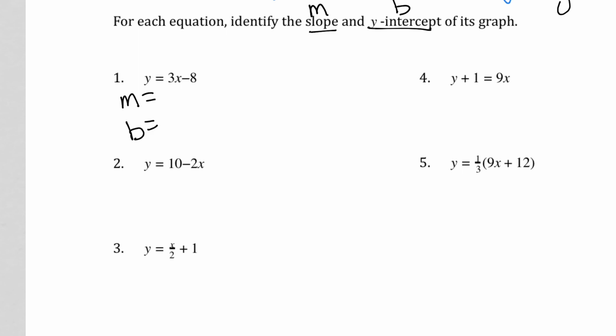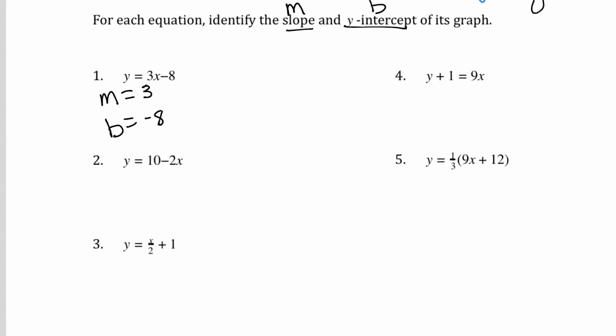What is my m? 3. What is my y-intercept? 8. Positive or negative? Negative. Why do I keep the negative? Because it's important. The signs before it in the equation matter. Because it's attached.